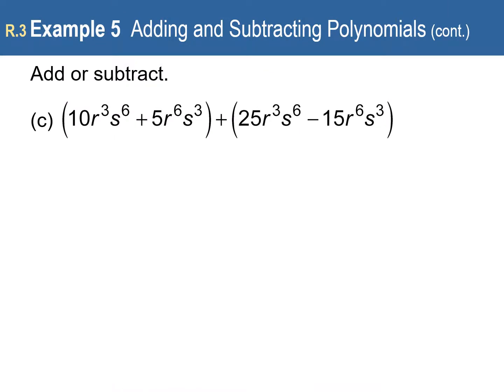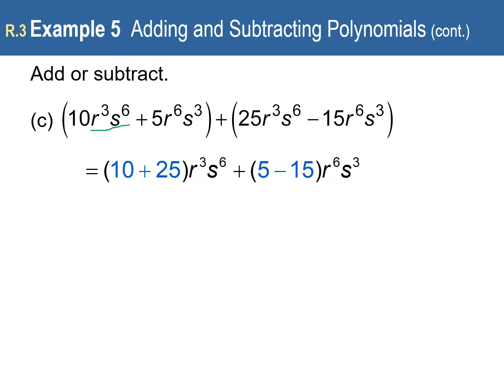So now if I want to add these, the powers have to be exactly the same. So in this case, I have r cubed s to the 6th. So I have a 10 plus a 25. And then I have r to the 6th s cubed. So it's 5 minus 15. So it's 35r cubed s to the 6th minus 10r to the 6th s cubed.